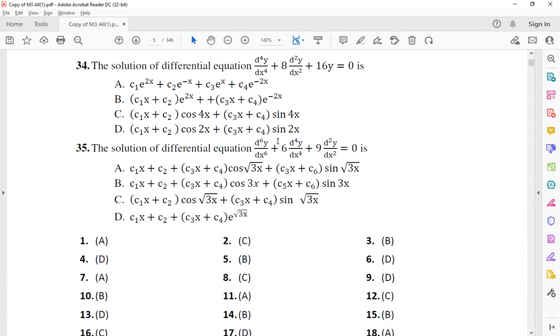You will go with S. S square plus 8S plus 16. Solve for S. What is S? Plus minus 2i, plus minus 2i. D, you're telling me D, right? Directly.